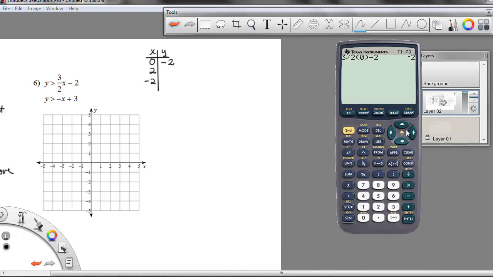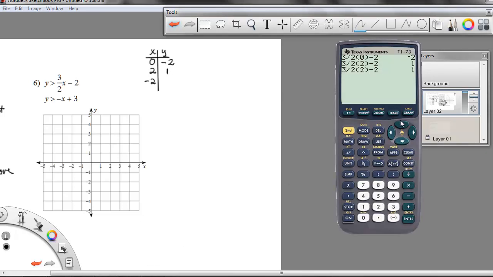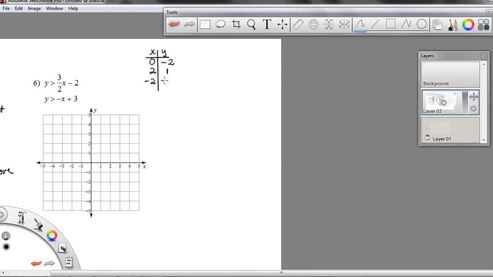Change the 0 to a positive 2. That will give me 1. And now when I do the next one, I'll use the negative 2. If I've graphed it correctly, I should end up with a nice straight line. So I have 0, negative 2. Let's graph that one. It's important to remember that our line is dotted because it is greater than.